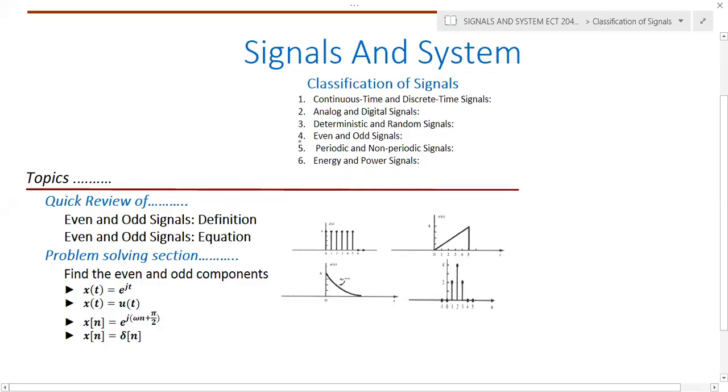So this is the continuation of the previous lecture. In the previous lecture, we explained the basic definition of even and odd signal and the basic equations to find the even component and odd component of a signal. We also discussed how to find the even and odd component by using graphical methods. Now mainly we'll discuss the remaining questions in analytical method.